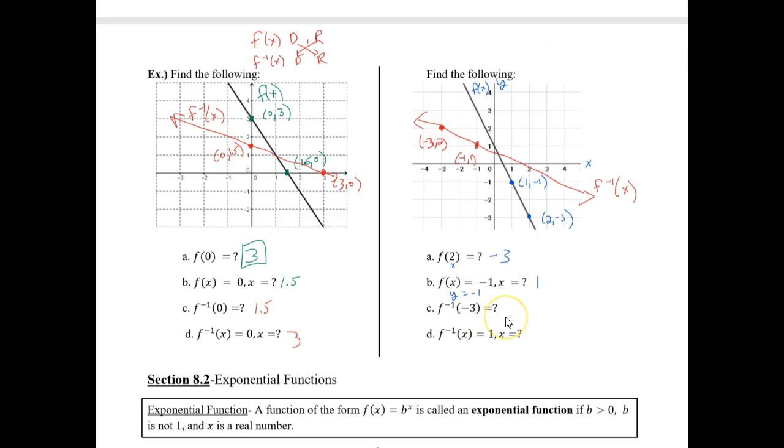So f inverse of -3 is saying when x is -3 on our function, what is y? y is positive 2. And when f inverse equals 1, what is x? Remember, f of x is the same thing as y. So this is saying when y equals 1, what is x? On the y-axis, we go up to 1. Our x value was -1. So y was 1, x is -1. So again, the domain and range just flip-flopped from function f to f inverse of x.